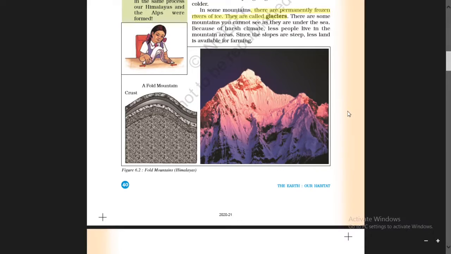Because of harsh climate, less people live in the mountain areas. The climate is not suitable for us. That's why few people live in the mountain areas. Since the slopes are steep, less land is available for farming. So in the mountainous region also you see, because of steep slopes, that's why less land is found for farming.